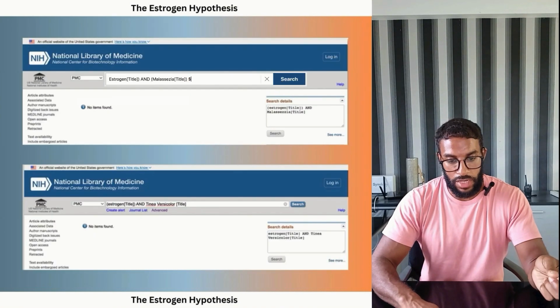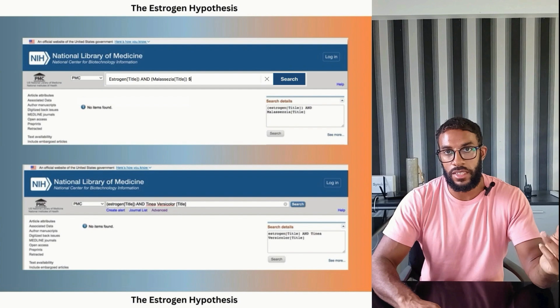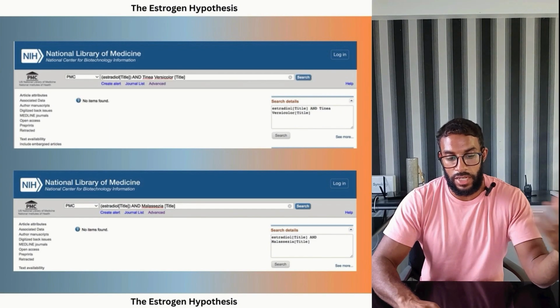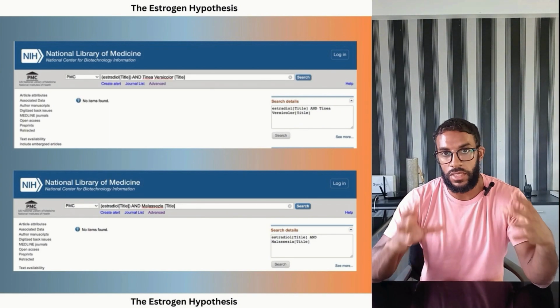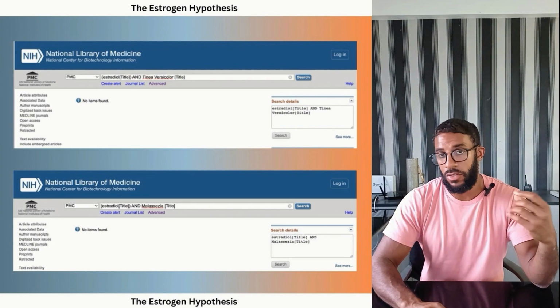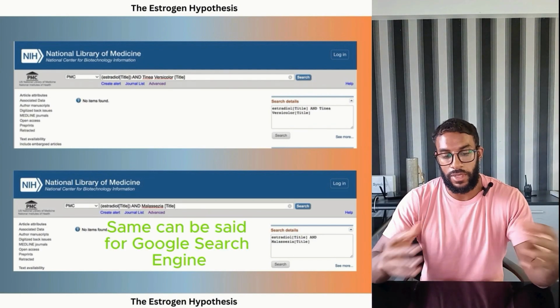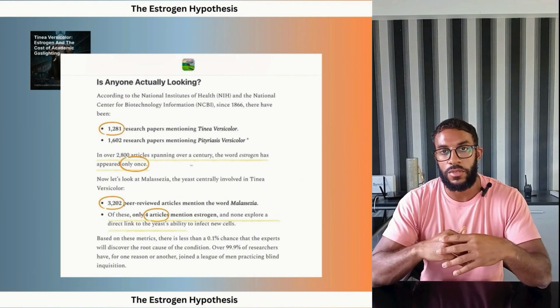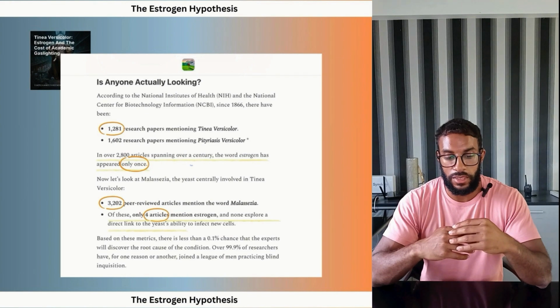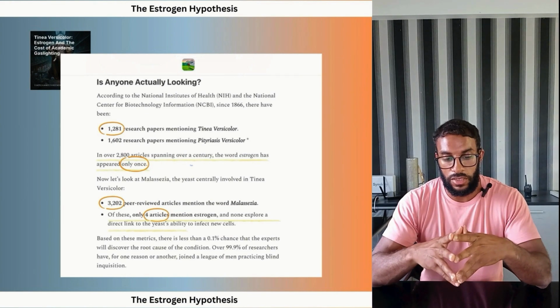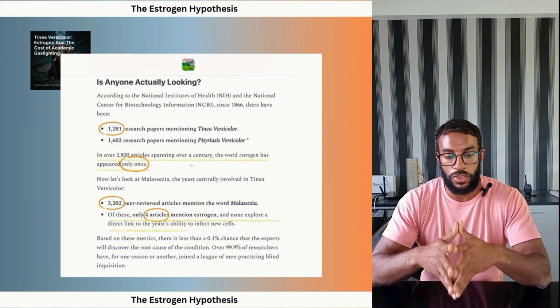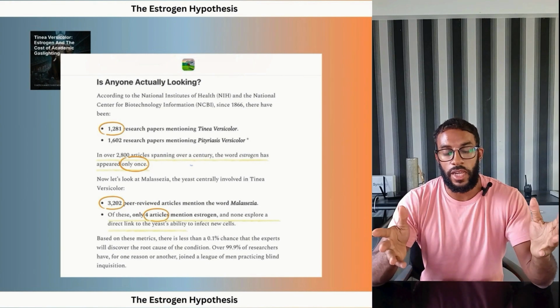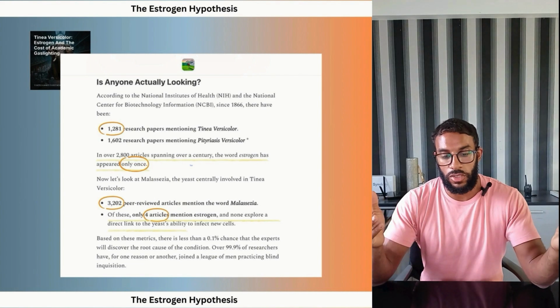You type in estrogen and malassezia in the National Library of Medicine and just type in the title, and you'll see nothing. Type in estrogen and Tinea Versicolor, you'll see nothing. Additionally, estradiol and malassezia, estradiol and Tinea Versicolor, just something that stands out as a title, and you won't find anything. It's just something that I wrote about on my Substack that if you go even further through the rabbit hole, 1,200 research papers on National Library of Medicine mention the word Tinea Versicolor, 1,602 mention pityriasis versicolor. In over 2,800 articles, the word estrogen only appears once.